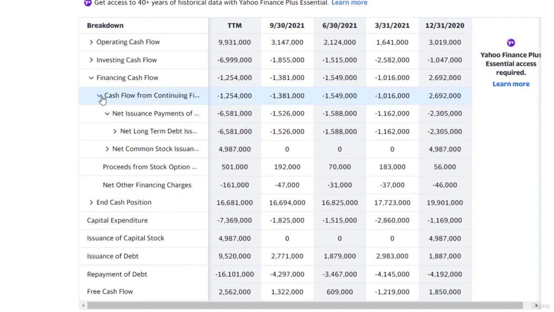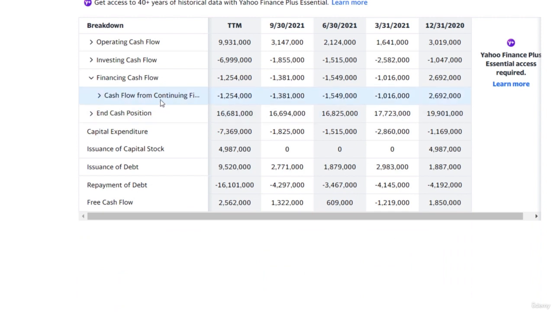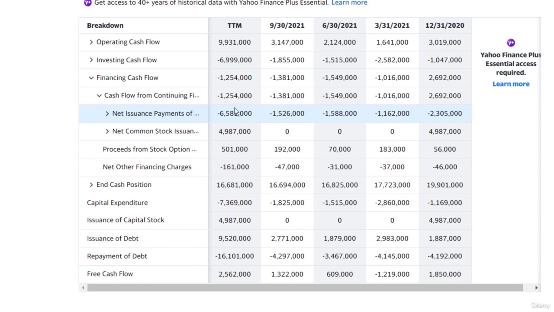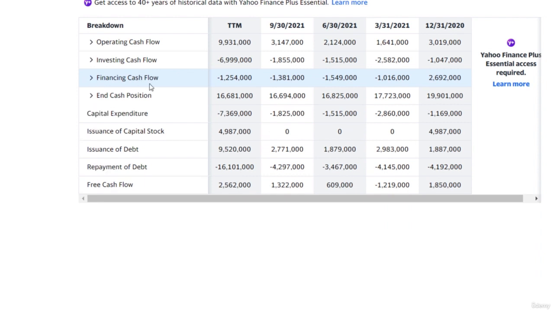So if we look at that financing operations, the overall thing ended up being a negative 1.2 billion because we had 6.5 going out in terms of cash going out along our debt, and then we raised stock, as far as money coming in, and then we had proceeds from stock options and other financing charges to kind of make all these numbers add up and true up, right? So other different, more detailed things.